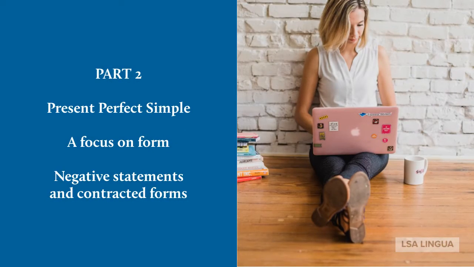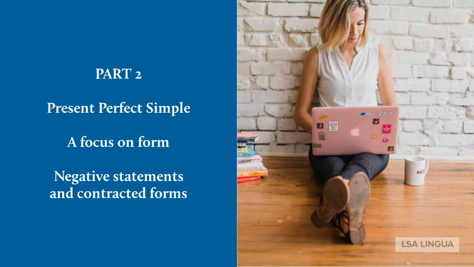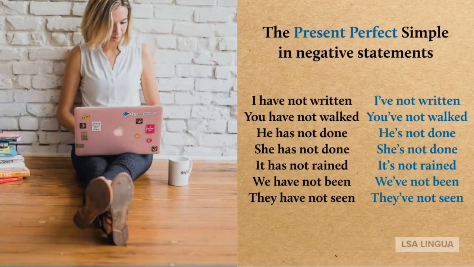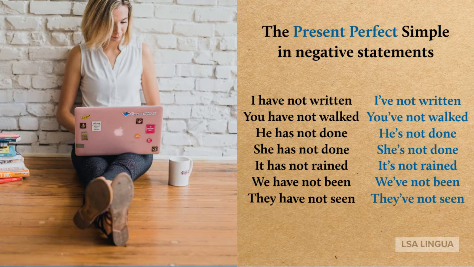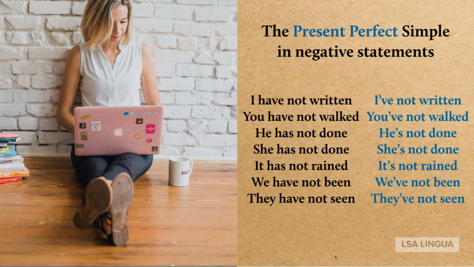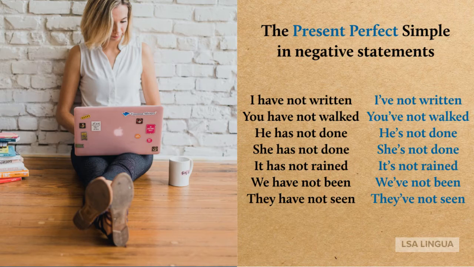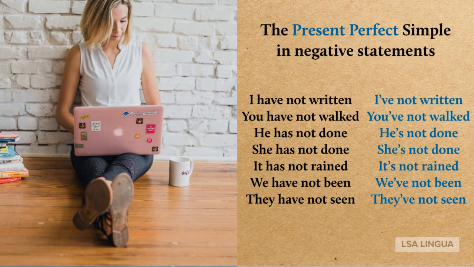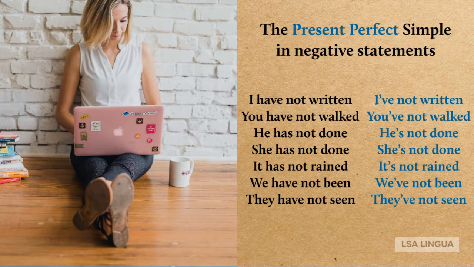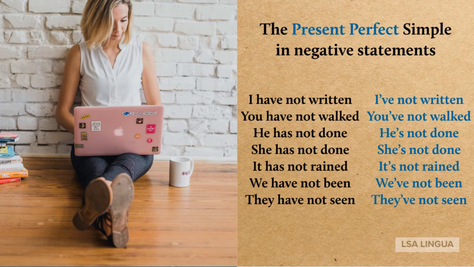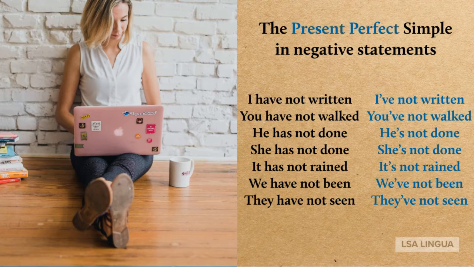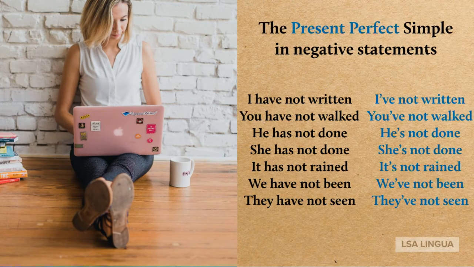Next, present perfect simple and negative statements and contracted forms. I have not written. I've not written. You have not walked. You've not walked. He has not done. He's not done. She has not done. She's not done. It has not rained. It's not rained. We have not been. We've not been. They have not seen. They've not seen.